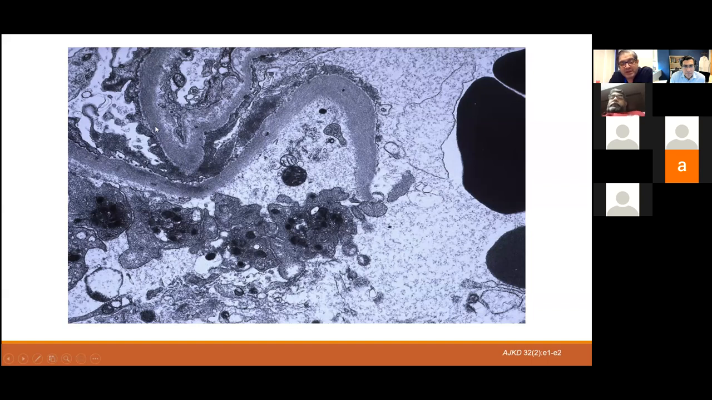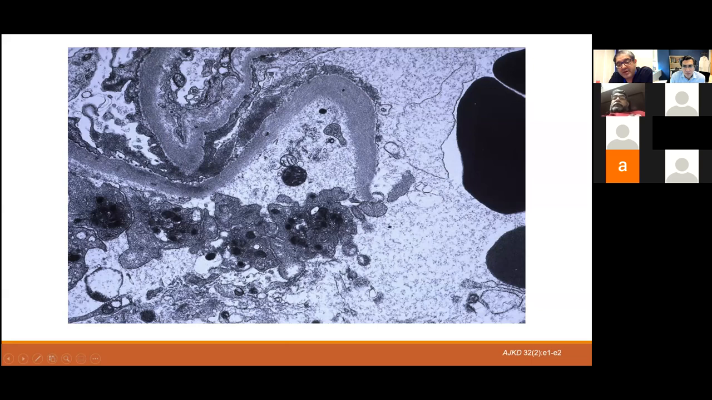So take a look at this. You've got this basement membrane coming around. This is one capillary loop. This is another capillary loop. And over here, the basement membrane is being destroyed. But what you don't see in this area, and these are red blood cells here, what you don't see in this mesangial area here is any deposits at all. So you're not going to see deposits in ANCA-associated vasculitis.